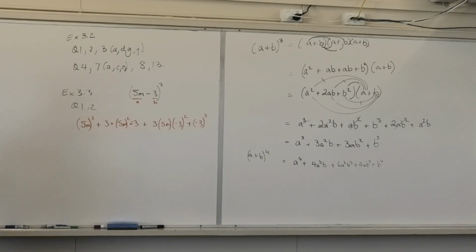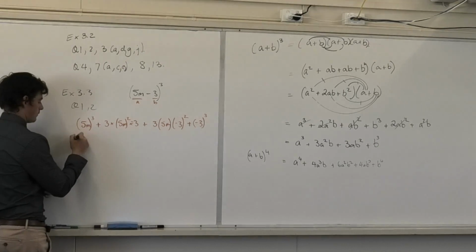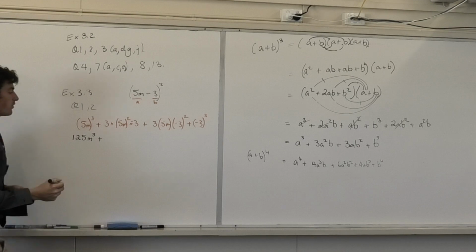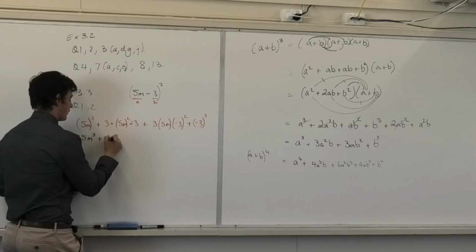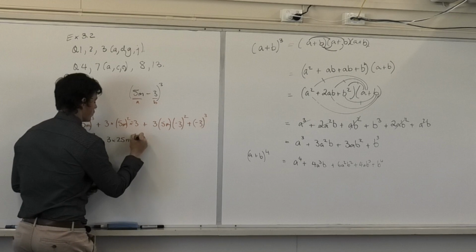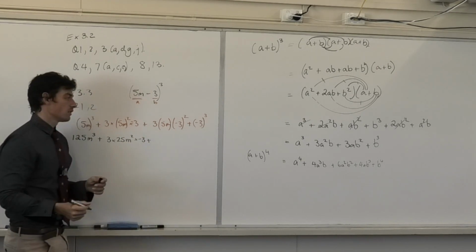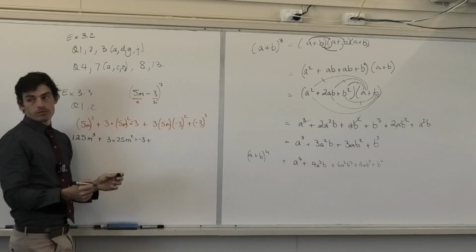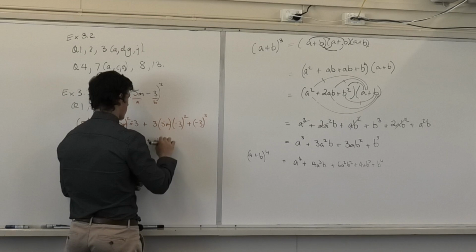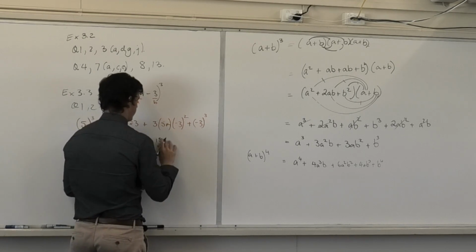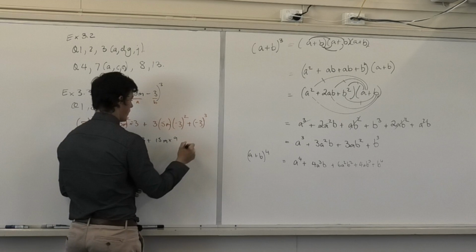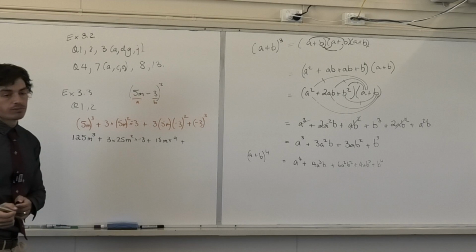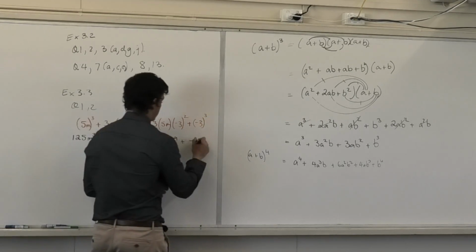You could, yeah. So what's 5 cubed? 125 m cubed plus 3 times 5 squared. What's 5 squared? 25 m squared times negative 3 plus negative 3 squared times 3. I'll do it slowly. 15m times 9 plus, or minus, I'll make it plus, plus negative 27, correct?